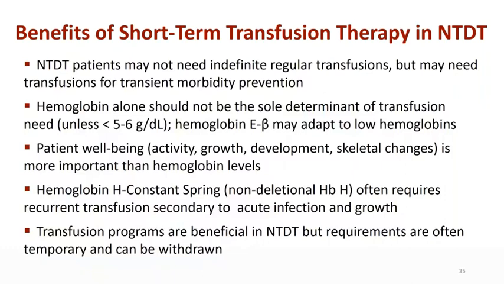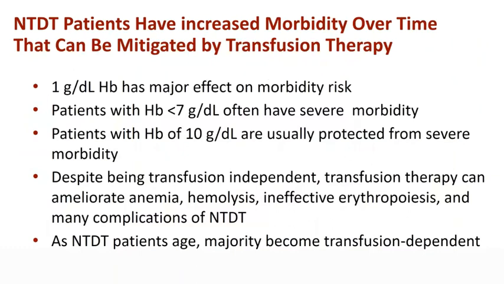Transfusion programs are beneficial for NTD patients, but they really require close management and a timeline to stop. In general, a 1 gram change in hemoglobin in thalassemia or NTD patients has a major effect on their morbidity. Patients under 7 have much greater morbidity than those over 10. And despite being transfusion independent, transfusion therapy can ameliorate their anemia, their hemolysis, the side effects of ineffective erythropoiesis, and many of the problems that result in poor quality of life. Thus, many of these patients in middle age are chronically transfused.